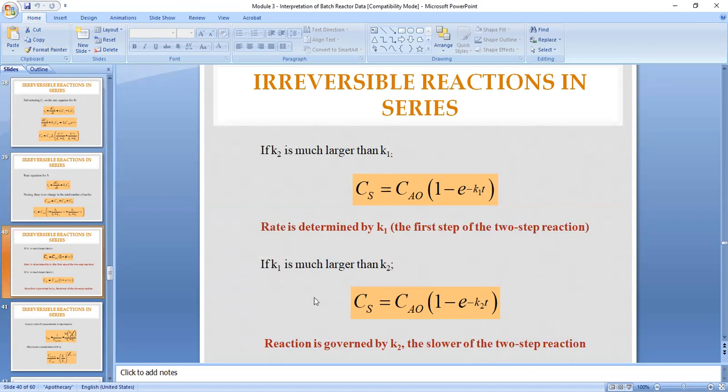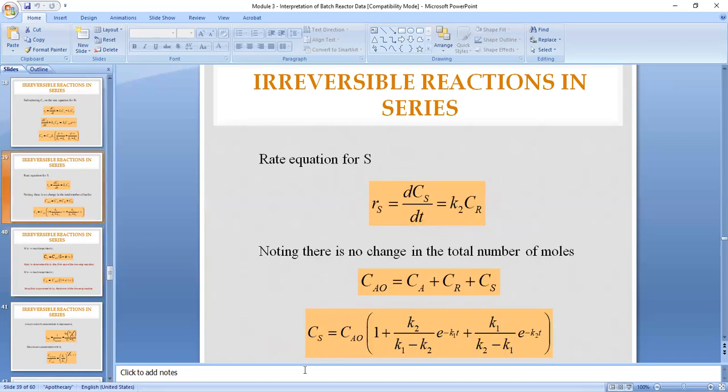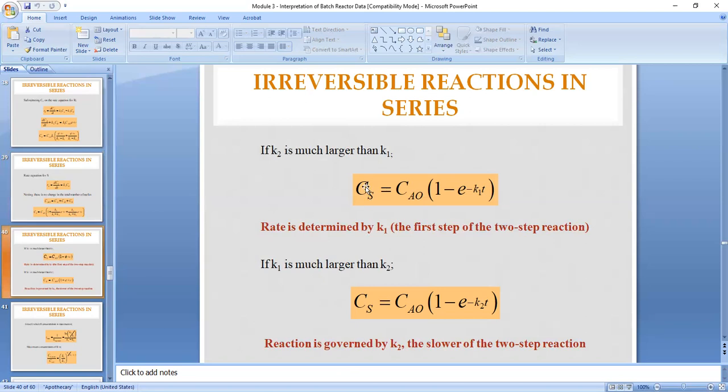So these are just scenarios which are only, of course, applicable for the conditions stated. You cannot simplify the formula that is provided to you for C sub S unless it conforms to the conditions that are given in here.